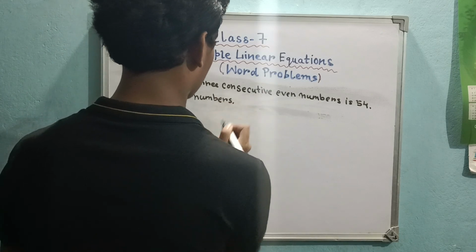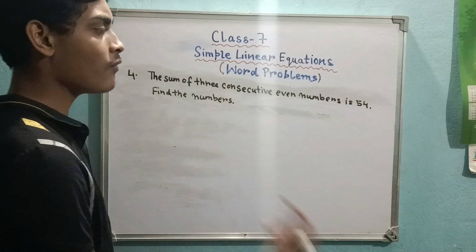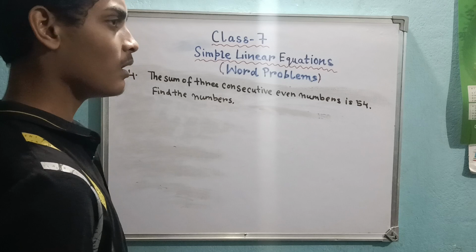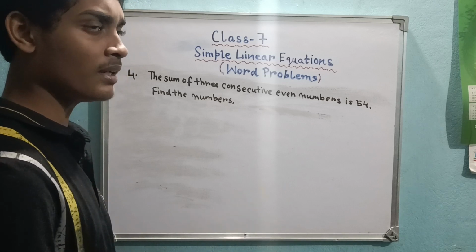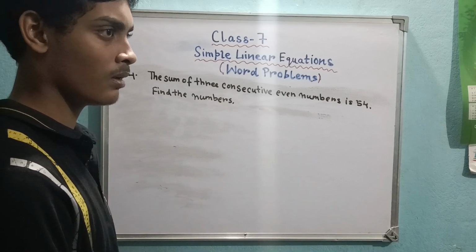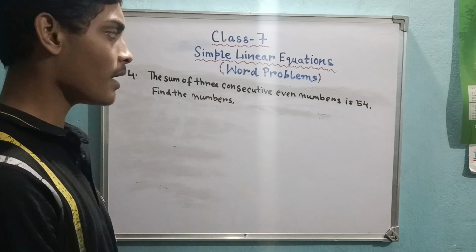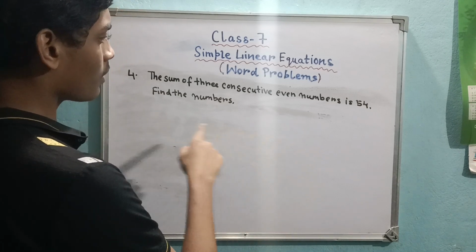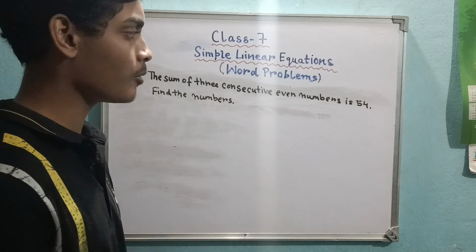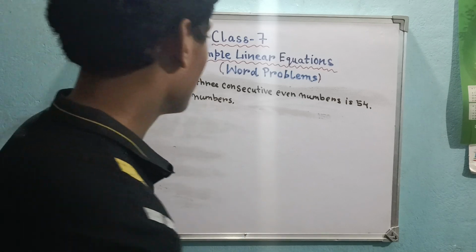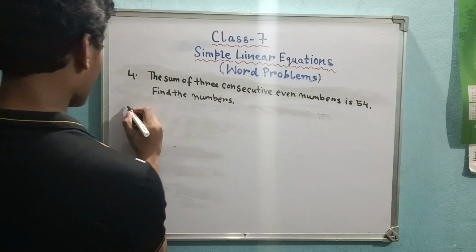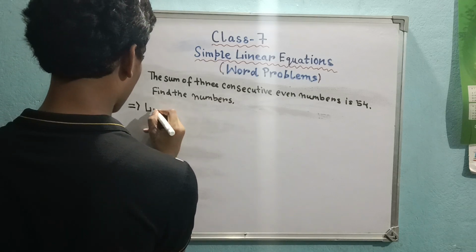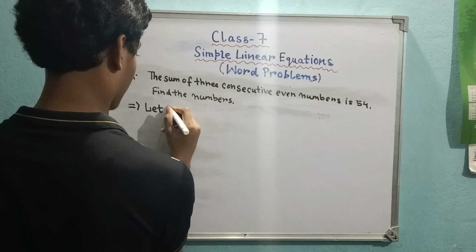See guys, consecutive means one after the other. The consecutive even numbers means like 2 is an even number, the next even number and the next even number. Means 3 one after another even numbers. So any 3 of the consecutive even numbers, their sum is 54. Now I can write this. Let the first even number be x.